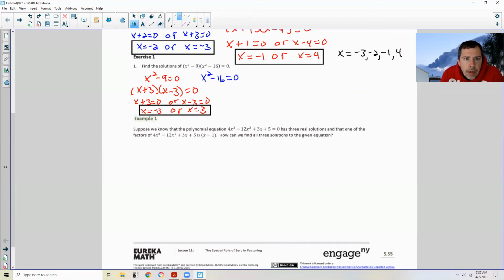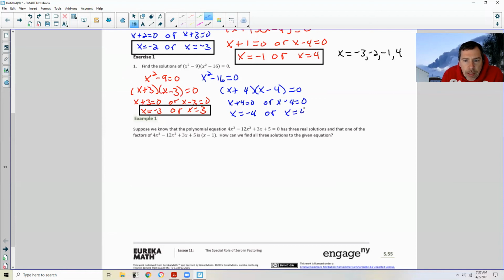Now they move over to the blue one. That's another difference of squares. Square root of the first term plus or minus the square root of the second term. It is that easy. Square root of the first term plus minus square root of the second term equals 0. So therefore x plus 4 equals 0 or x minus 4 equals 0. Subtract 4 to the other side, x equals -4 or x equals +4 when we add 4 on this one.